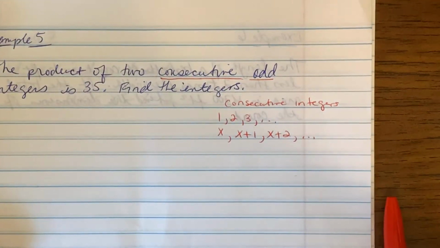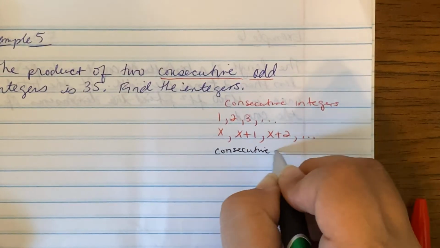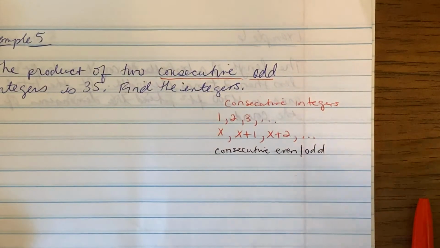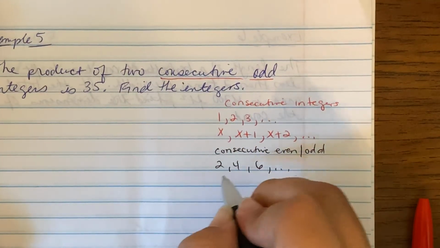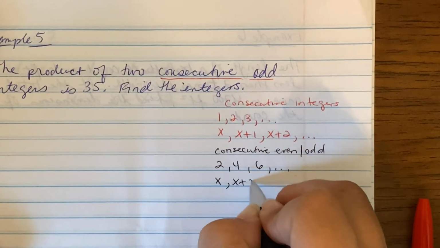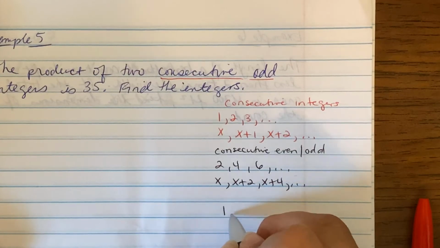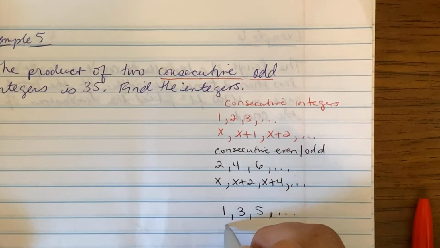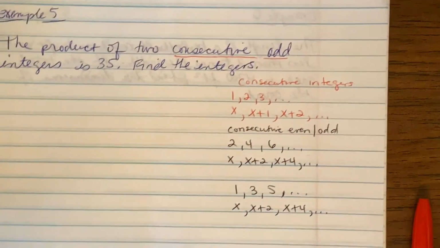But if they talked about consecutive, even or odd, either or, that's talking about the patterns of 2, 4, 6, going forth. That is x plus 2, x plus 4. If we are odd numbers, 1, 3, 5, going forward, that is x plus 2, x plus 4. It's the same pattern. So even and odds share the same.